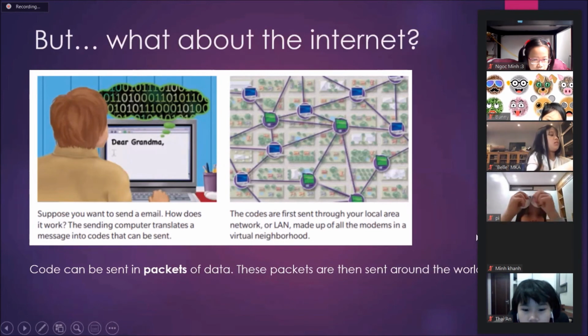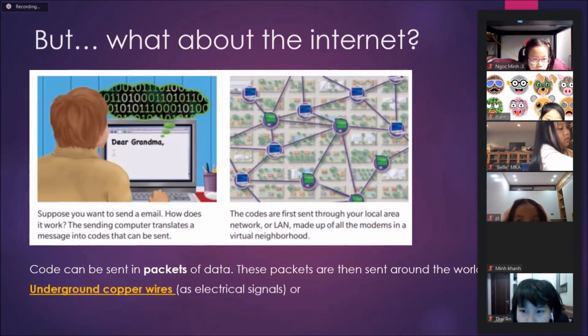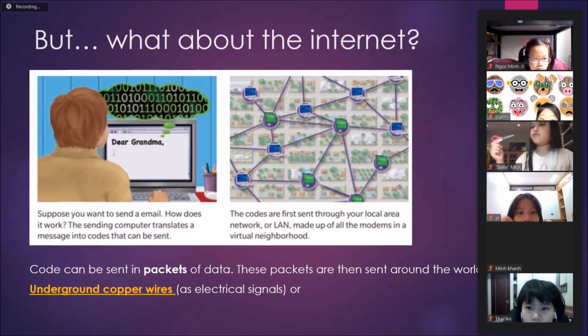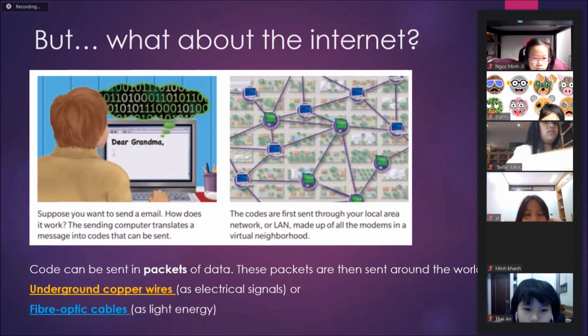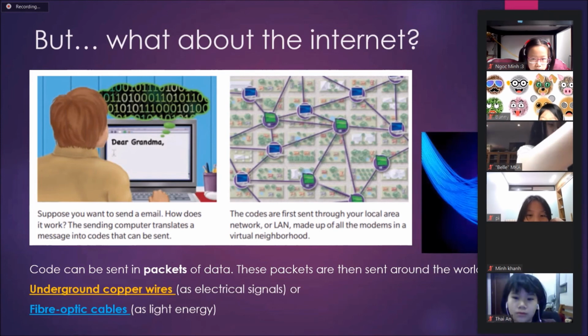These packets are then sent around the world via underground copper wires if it's on land, because we know that copper wires will transfer electrical signals. It's very conductive. Or, under the sea, fiber optic cables as light energy. And this is a fiber optic cable here.